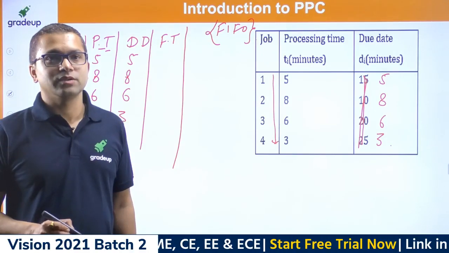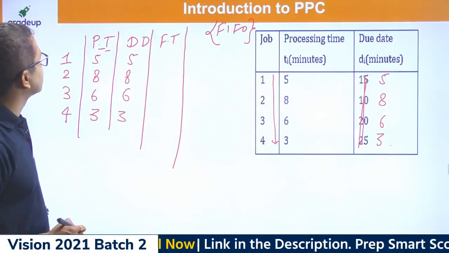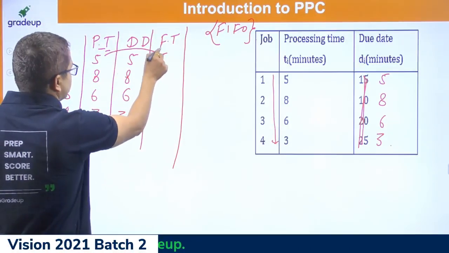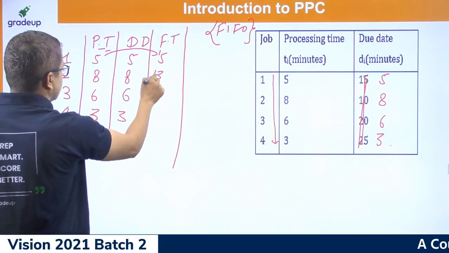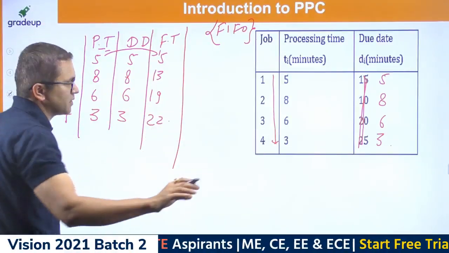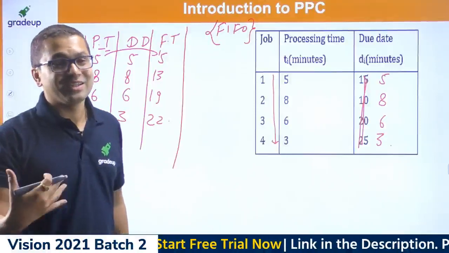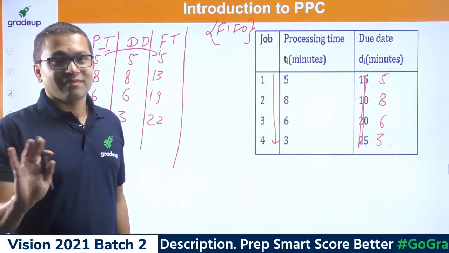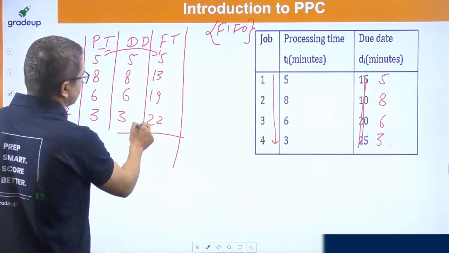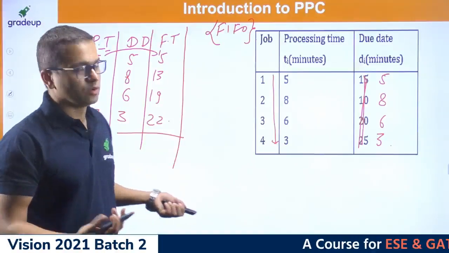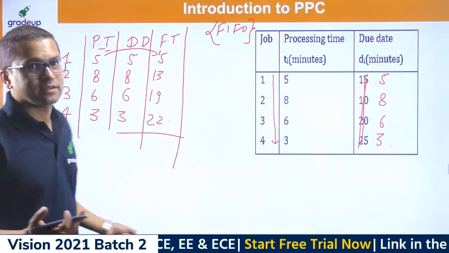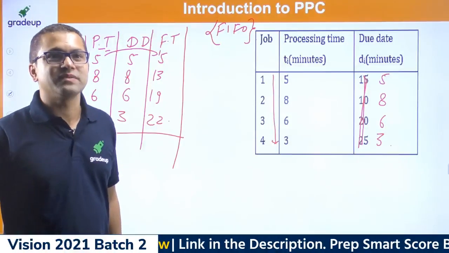Okay, 5, 13, 19, 22. What is that, Krishna? Ah, flow time. Okay, so I'm going to do it for you. First is going to be 5, the same as here. 5 plus 8 is 13. 13 plus 6 is 19. 19 plus 3 is 22. Remember that makespan is always going to be the same. Yeah, exactly. It's always going to be 22, no matter what you use, because you're just adding all of them. So it will always be the same.